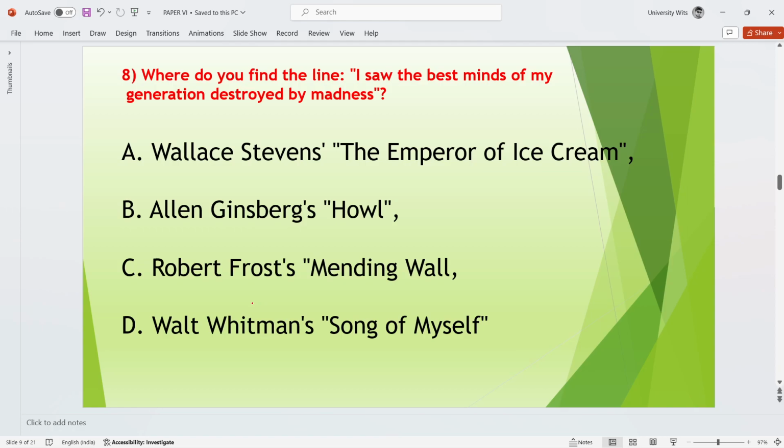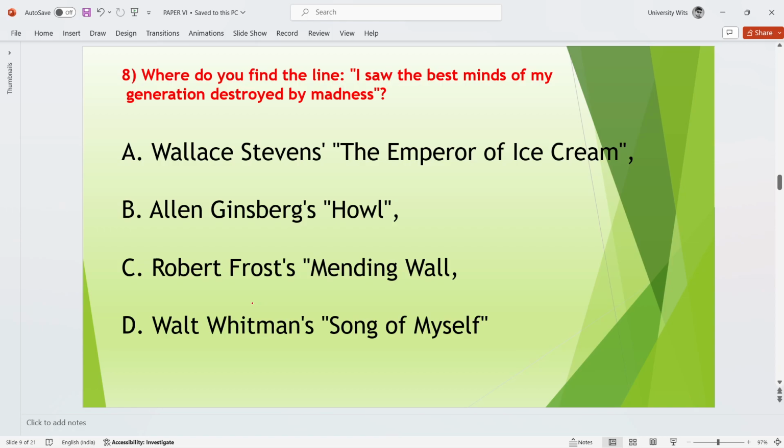Basically this is the iconic opening line: I saw the best minds of my generation destroyed by madness. This is the very first line of Allen Ginsberg's groundbreaking poem Howl. This powerful statement sets the tone for the entire work, which critiques social conformity and explores themes of loss and rebellion.